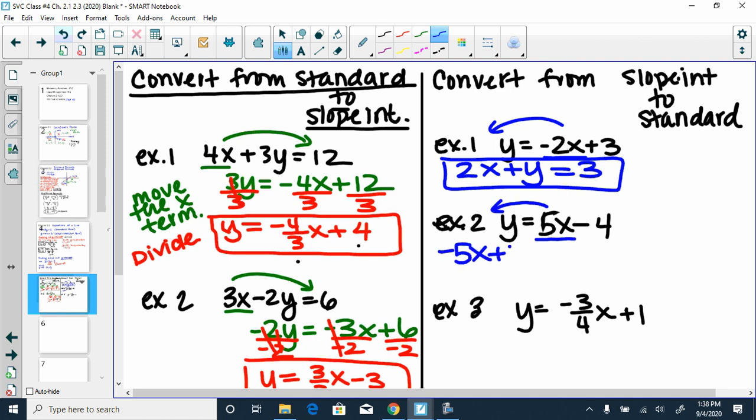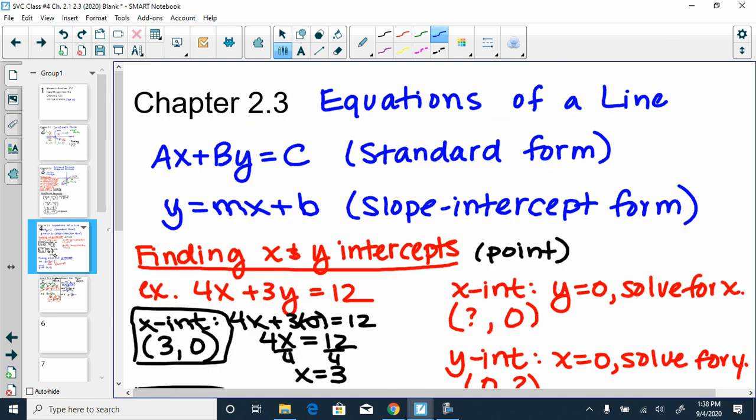When you move the x part here to the other side, you're going to notice something. The x is negative. Okay? If I go back to standard form, the a cannot be negative. So a has to be positive. Furthermore, a, b, and c cannot be fractions. So there are no fractions in standard form.